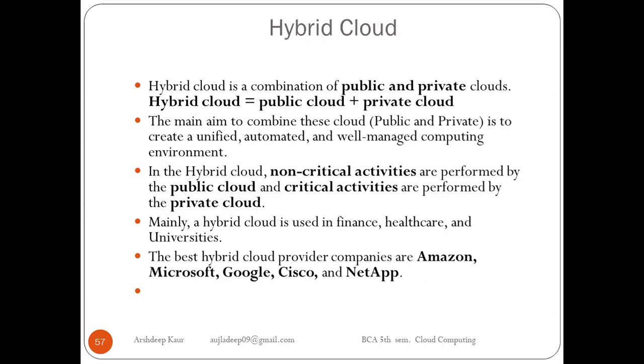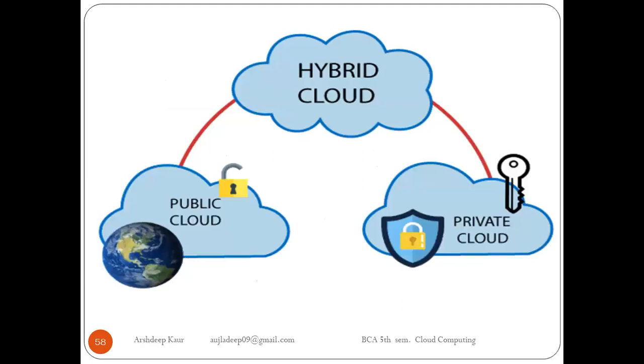Hybrid, combination of both. Hybrid cloud is the combination of both public and private. Basically, it is used to provide a well-managed, automated and unified computing environment. Public is used for non-critical activities. Private is used for critical activities. Basically, hybrid is used in finance, healthcare or universities. Examples are Amazon, Microsoft, Google, Cisco and NetApp. They are supporting hybrid cloud, meaning a combination of public and private cloud. See in the image, hybrid cloud is the combination of both public and private cloud.